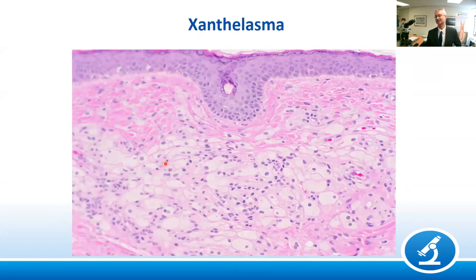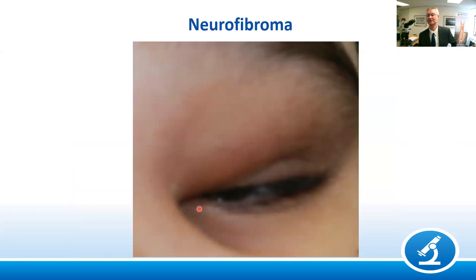Xanthelasma, cholesterol accumulation in the eyelids and the periocular skin. Sometimes we'll get biopsied or excised for cosmetic reasons. And what we see is, of course, a dense collection of foamy histiocytes in the dermis. They're frequently periadnexal. Of course, in these cases, you might have to worry about a histiocytic lesion, but like we mentioned, you know the clinical history and the clinical presentation, and you go from there.